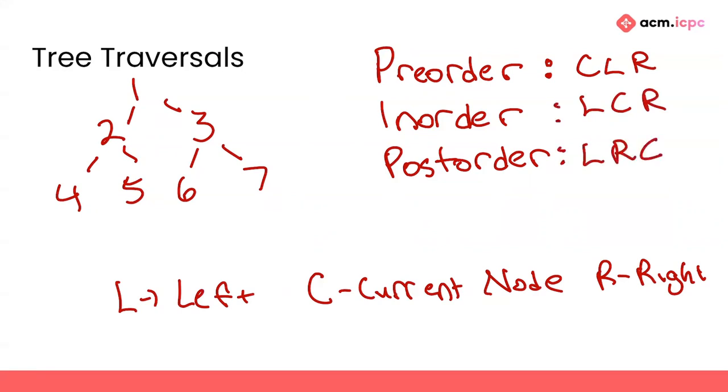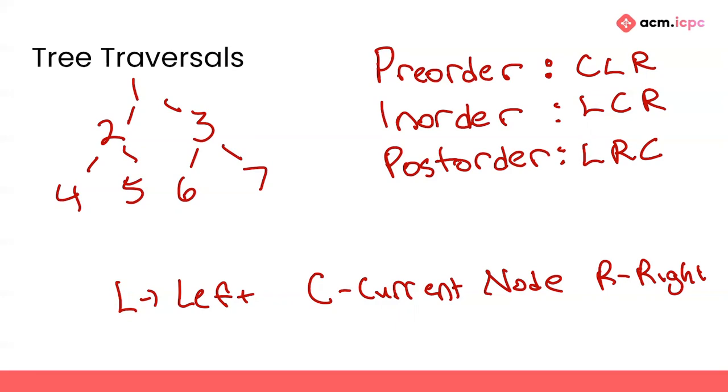Okay, so what does this all mean? What we want to do is print out these elements in a certain order. And the order I want is defined by these different statements, either pre-order, in-order, or post-order. A helpful way for remembering this is that L is the left subtree, C is the current node, R is the right subtree.